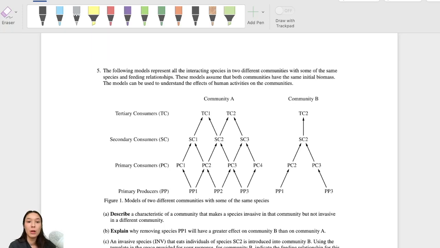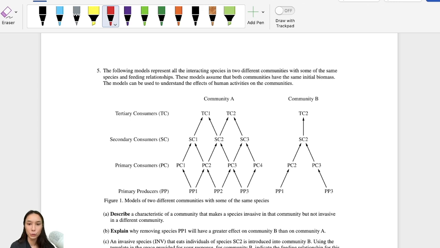Okay, so moving on to question 5. This is looking like an ecology question about trophic levels. So let's read it. This one says the following models represent all the interacting species in 2 different communities with some of the same species and feeding relationships. These models assume that both communities have the same initial biomass. The models can be used to understand the effect of human activities on the communities.